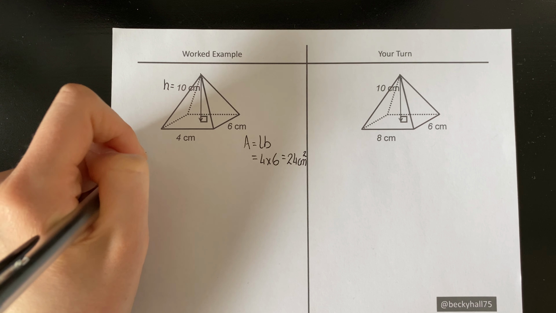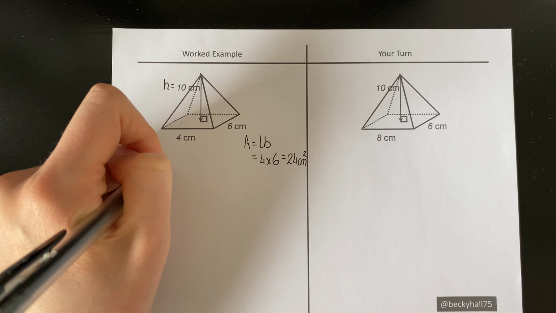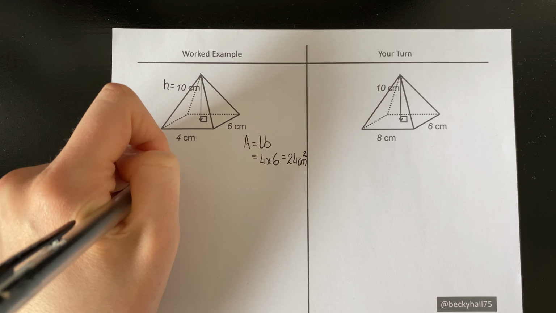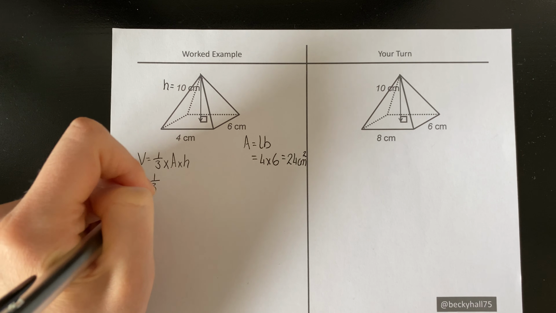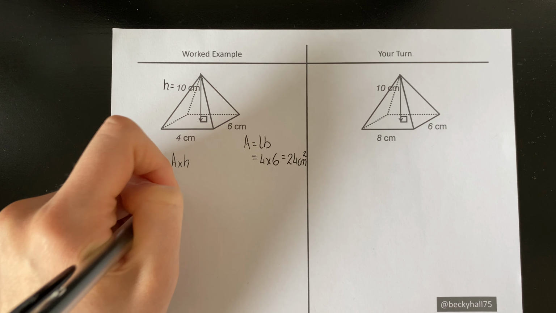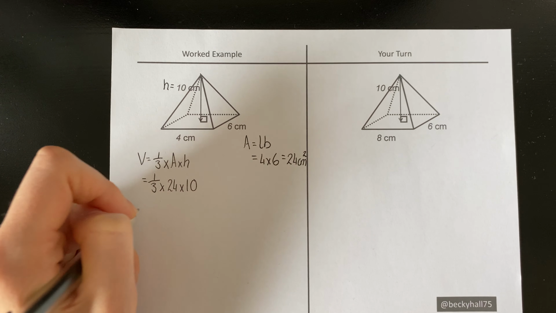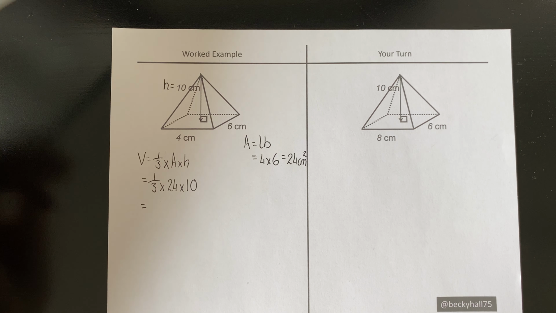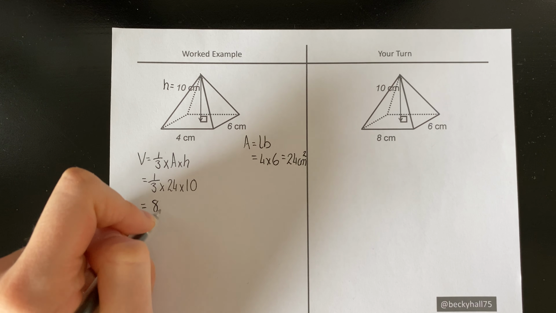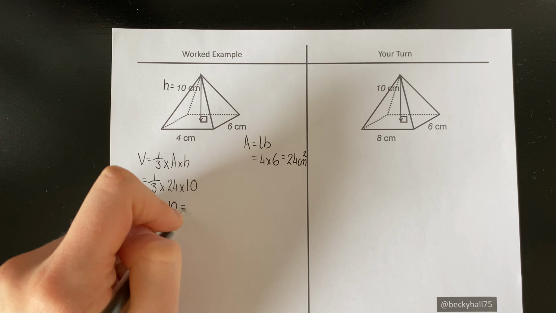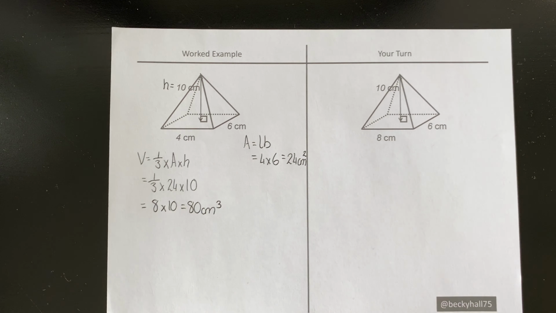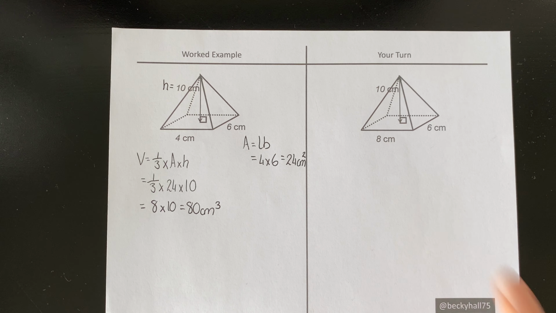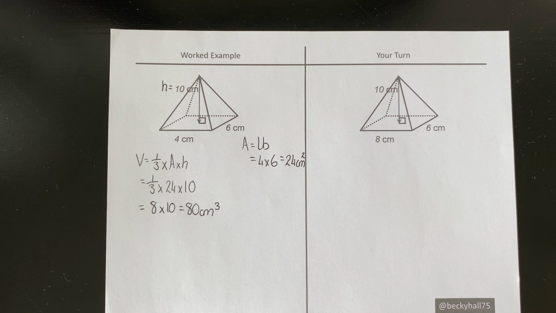So I have volume equals 1/3 times the area times the height. So I have 1/3 times 24 times 10. And again, I don't need a calculator for this. I know 1/3 of 24. Well, 24 divided by 3 is 8. And then 8 times 10 is 80. So my volume is 80 centimetres cubed. Now try this question here. You can pause the video.